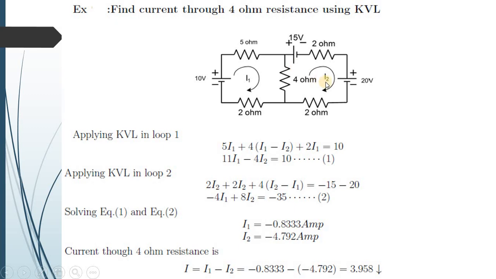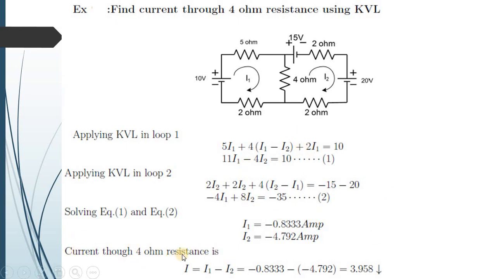Similarly, apply KVL in loop 2. In that, this is 2I2, then 4(I2 minus I1), then 2I2, and on the right hand side there must be the sources, that is minus 15 volt and minus 20 volt. By rearranging this, you will get minus 4I1 plus 8I2 is equal to minus 35. So we have two equations, equation 1 and equation 2. By simultaneously solving these two equations, we will get I1 and I2.